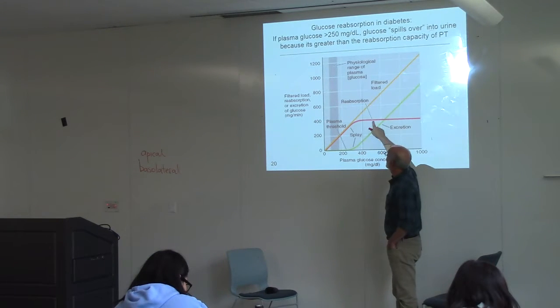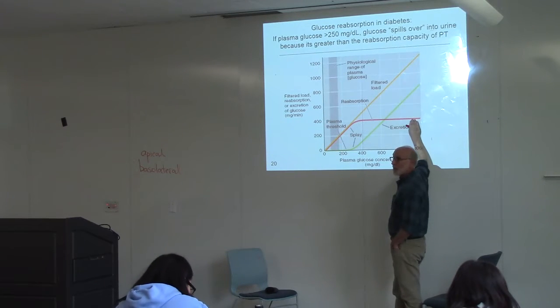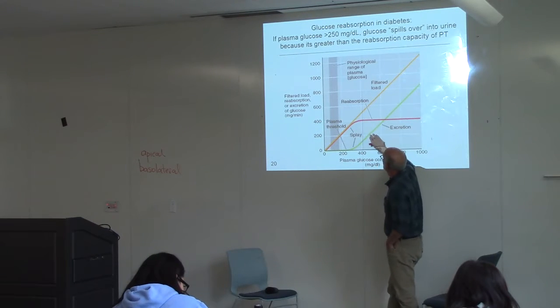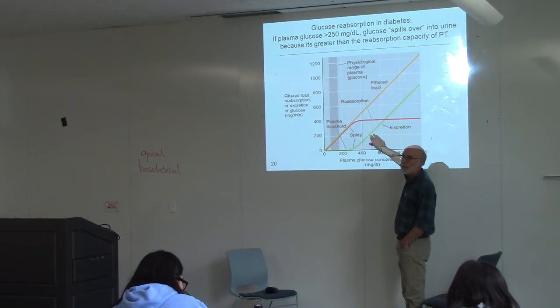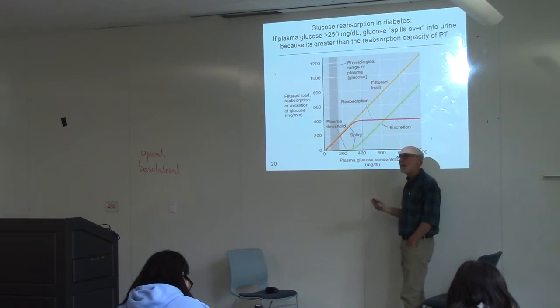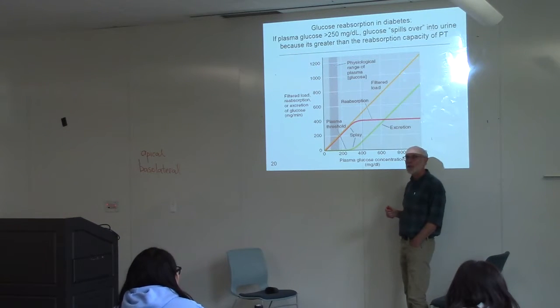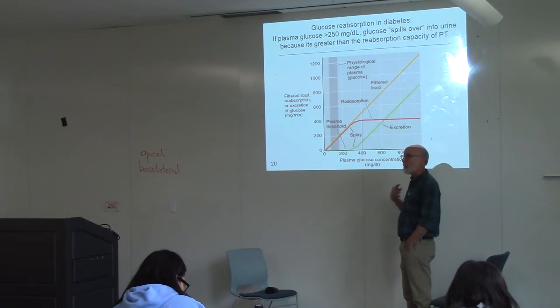And if we go above that, we start to see this reaching its maximum of reabsorption. And if we reach a maximum of reabsorption, we start to excrete it. The kidney has no mechanisms for adding on additional glucose recovery after the proximal tubule. It just doesn't do it. So if the glucose gets past the proximal tubule, it's going to end up in urine. And that's what happens in diabetes.